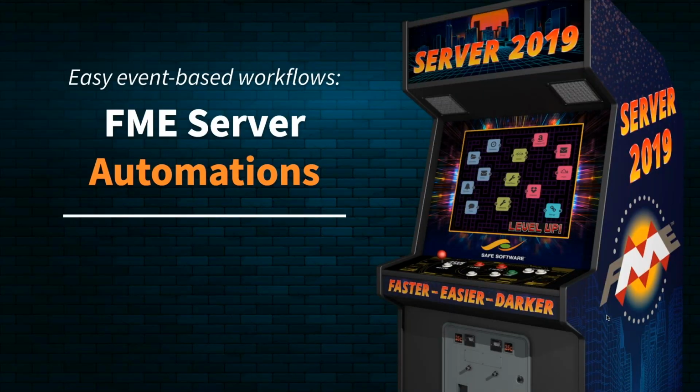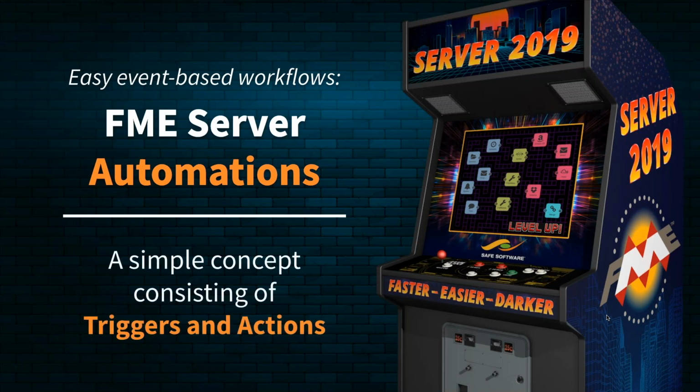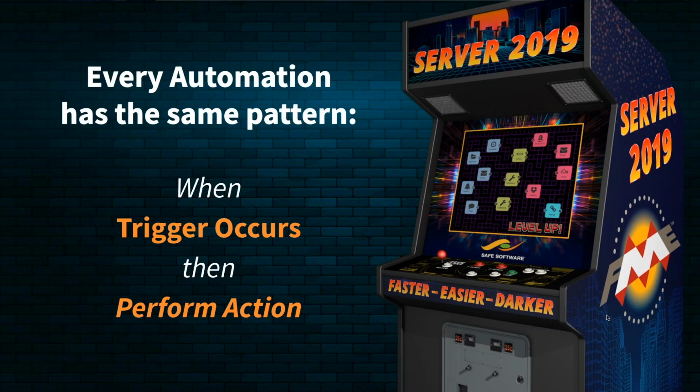Yeah. So what is an automation? Yeah, automations are really easy to understand. They're a very simple concept with two things: triggers, which start an automation, and then a series of one or more actions that the trigger causes to happen. And so every automation has the same pattern. When a trigger occurs, then perform an action.